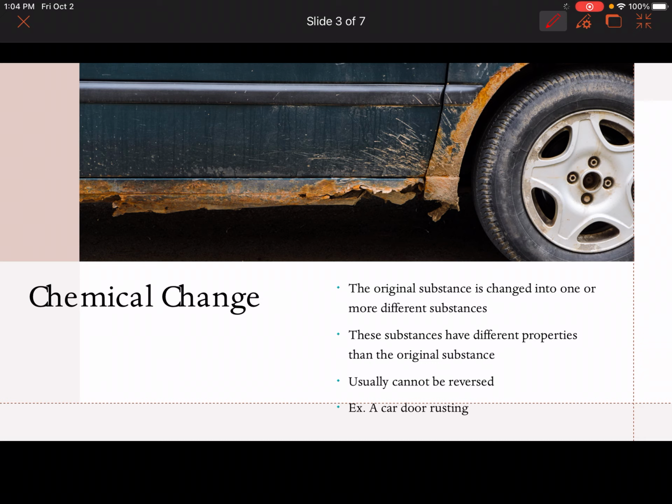An example of this would be a car door rusting. So rust is iron oxide. So what's happening is the iron in the door is being oxidized into iron oxide, which is rust. So it's a new substance. Normally, chemical changes are not reversible. Sometimes they are, but in the case of rust, they are not. You can't reverse rusting. Once something is rusted, it's forever rusted.